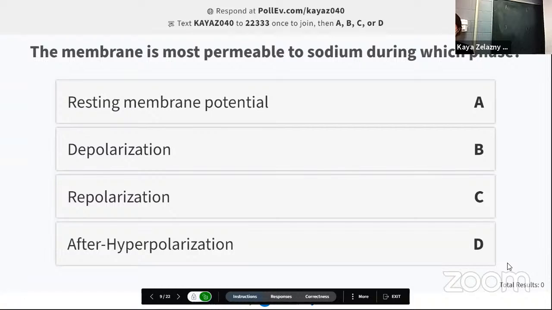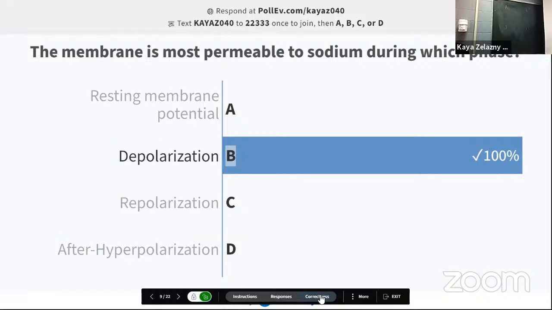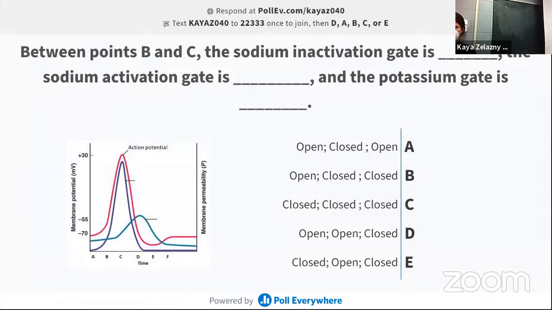Okay. Think about our phases, think about permeability a little more. Great, yes. The whole deal with the depolarization, the reason we're depolarizing is because we are very permeable to sodium due to the opening of those voltage-gated sodium channels.